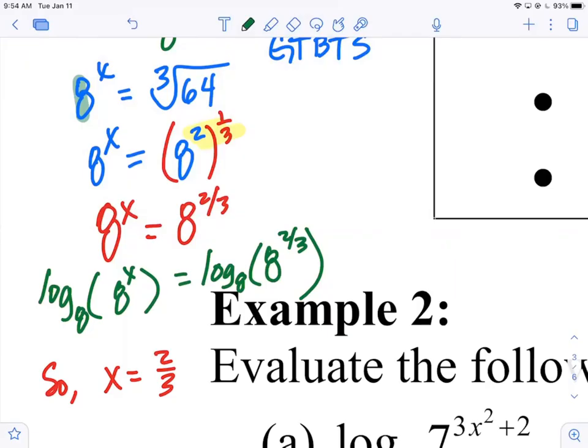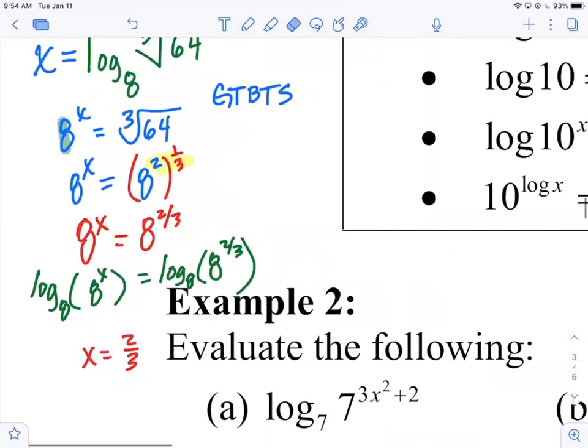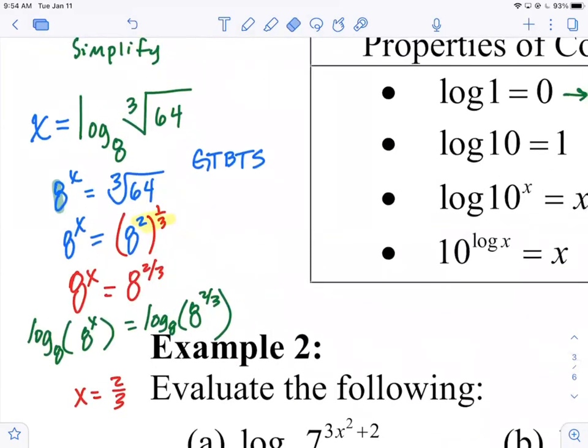So if you don't want to write the so, you've got to do that. I think writing the so is a short price to pay for having to write all that, don't you? The GTBTS method. So x equals 2/3. Now, you might get good enough to realize that you don't have to do all that. You could just say log base 8 of 64 is 8 squared to the 1/3, that's 2/3, boom.